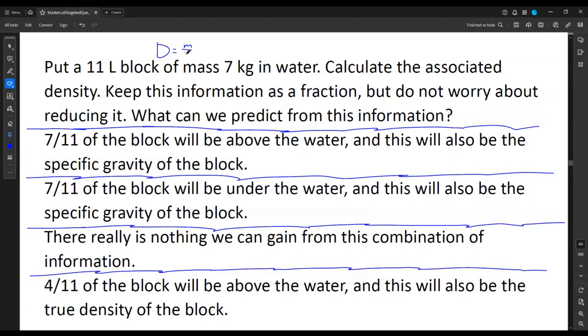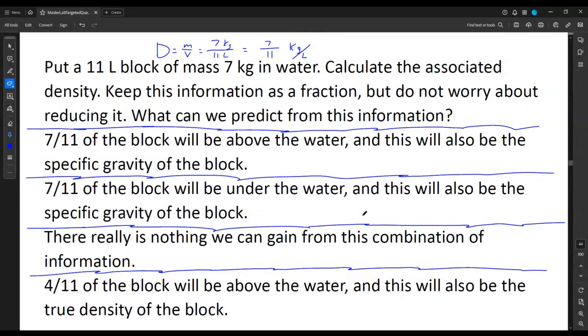Density is mass divided by volume. So we've got 7 kilograms over 11 liters. Now, because of the way the answer choices are set up, we would want to find this as a fraction and keep it that way. So we have 7/11ths, then kilogram per liter.